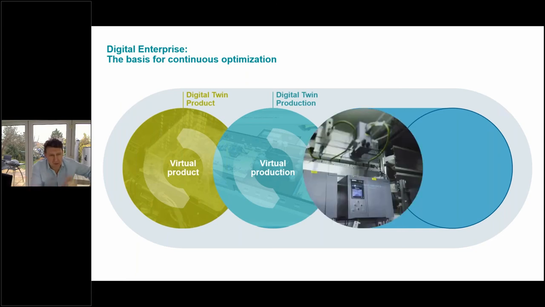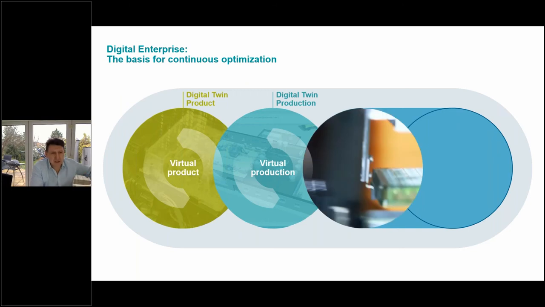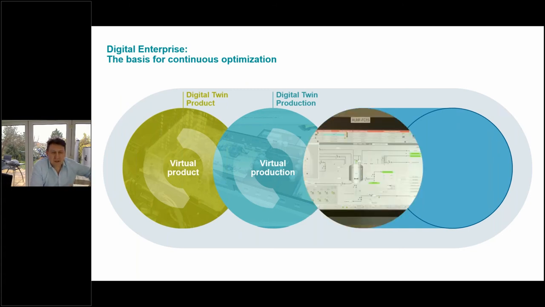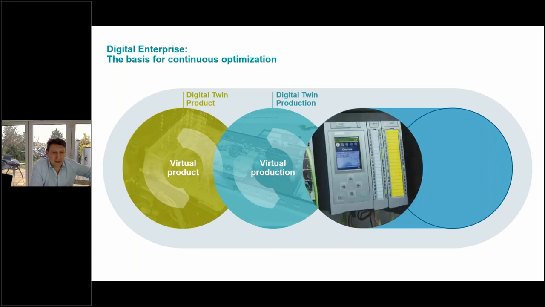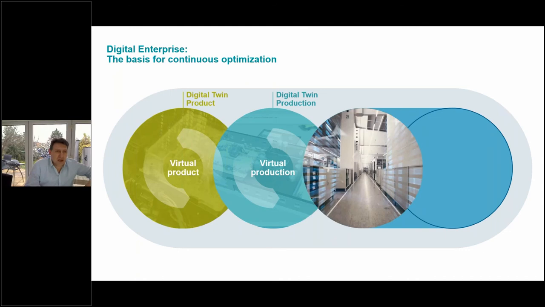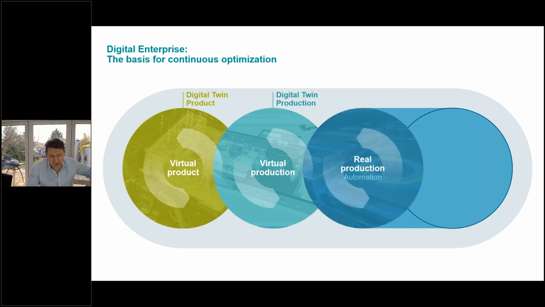And I'm sorry for the graphics tending to the more discrete industries, but this is where Siemens is known a lot and is probably the leader in the market. Well, it's not probably, it's number one in the market in this arena. So that's the actual automation side, the production side, that links to that virtual production. And then finally, we come onto the real product itself.